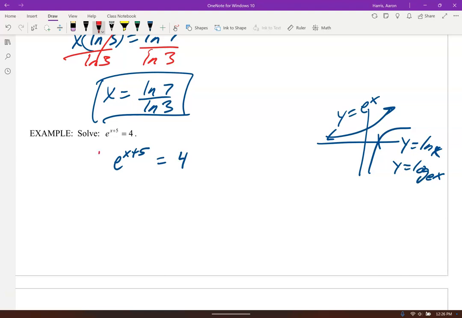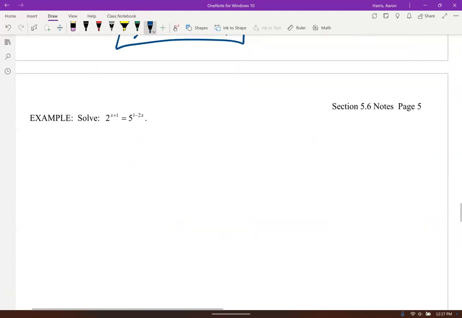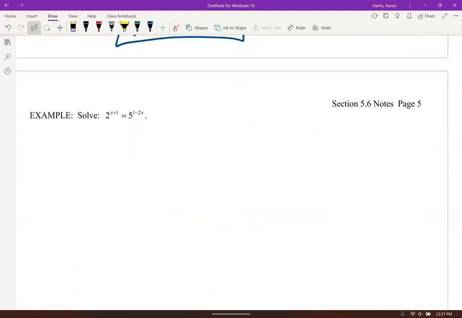So let's undo e by taking the natural log. So ln of e to the whatever, which is x + 5, is whatever, right? The x + 5 comes down. ln of 4 is just a number. So then we subtract 5 both sides. So we've got ln of 4 minus 5, or -5 plus the ln of 4. Either way on that.